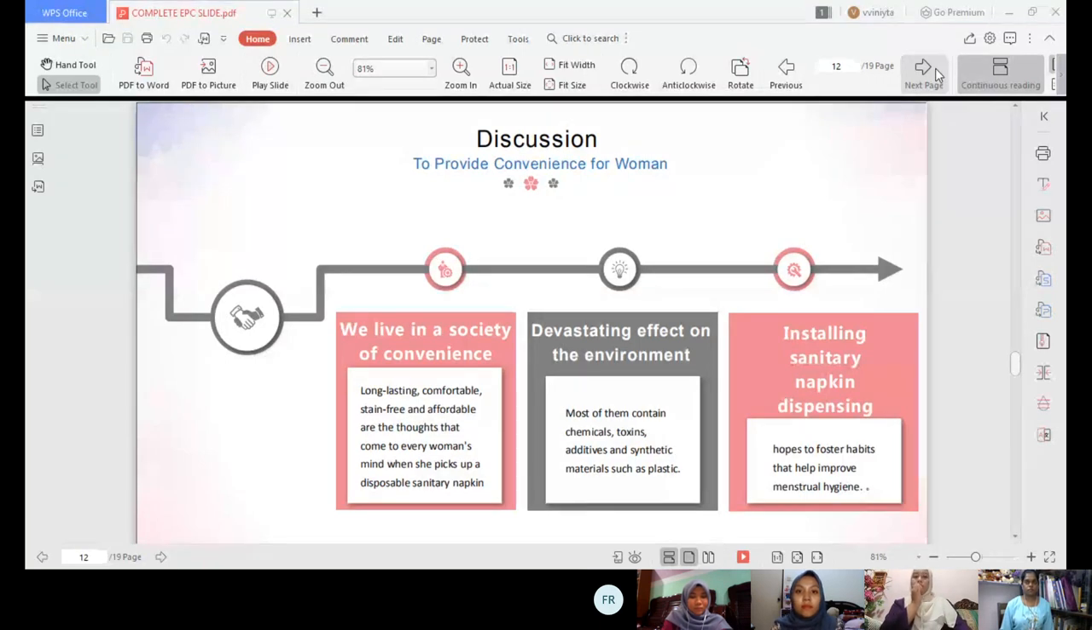For the third point, by installing sanitary napkin dispensing machines in public bathrooms and schools, we hope that it can foster habits that help improve menstrual hygiene, as often women commuters don't change their sanitary napkin until they get home or from home to their work, market, or school. Next.